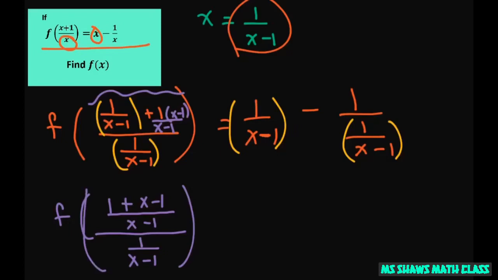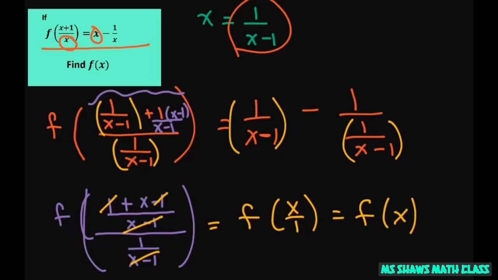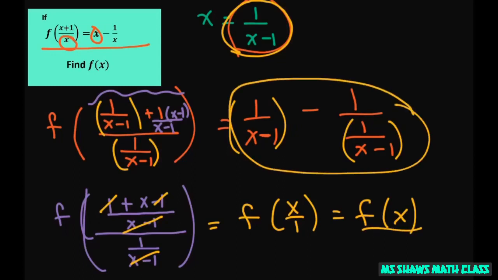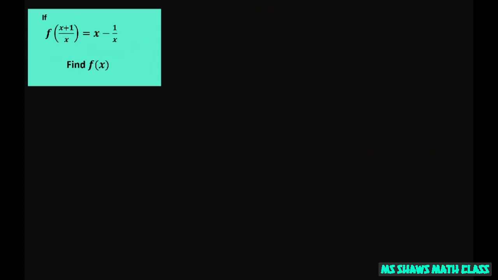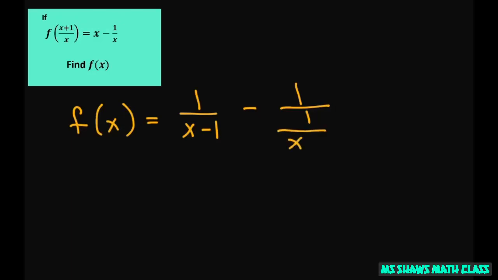Now what happens with this part is these two cancel. And the 1 minus 1 is 0. So we're going to get, for this part, f of x divided by 1, which is f of x. So our value that we got here is correct. So now all I have to do is clean this part up. So we got this part straight. So we have f of x equals 1 divided by x minus 1 divided by 1 divided by x minus 1.